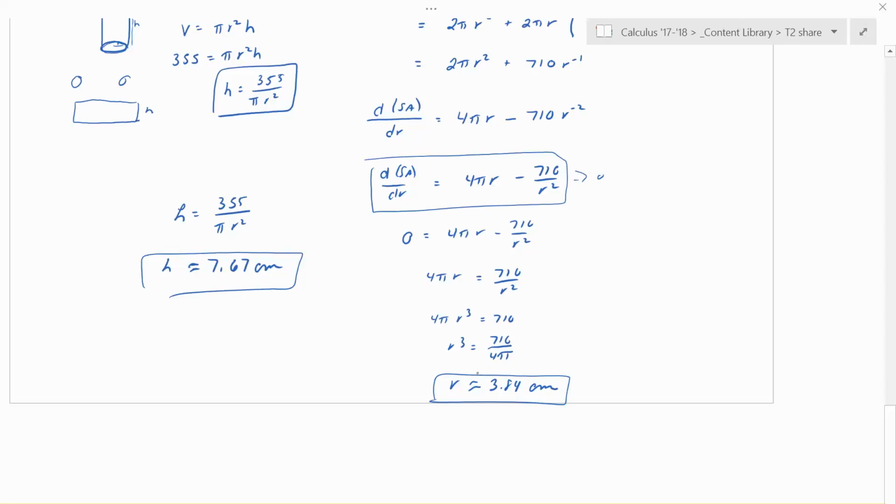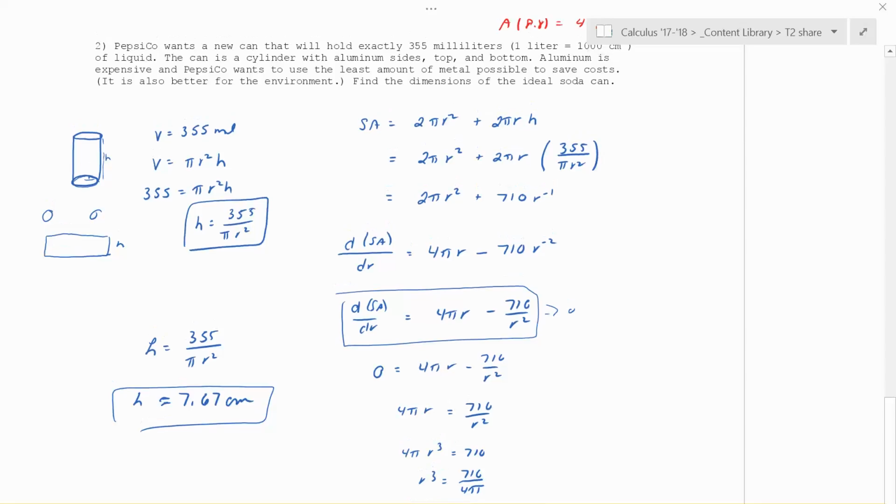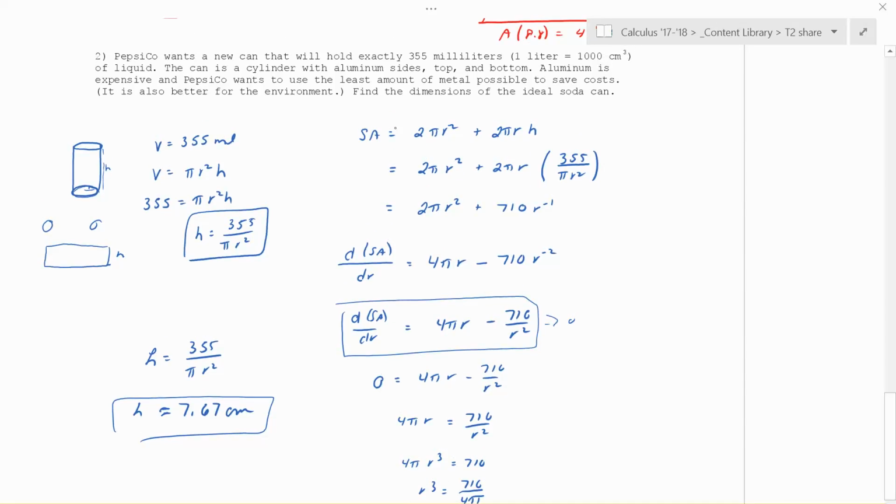I hope that helps. It's the same problem that we've been doing, but again, we need to look at how we get this equation. What is it that I'm maximizing or minimizing? That's what I need an equation for. And then we needed to pull apart our can to see how it was made.